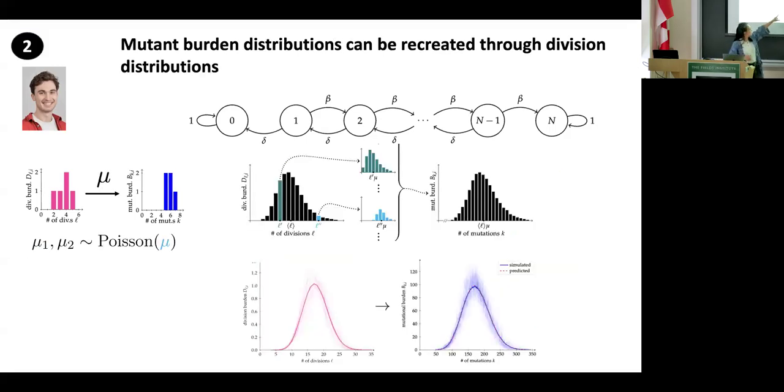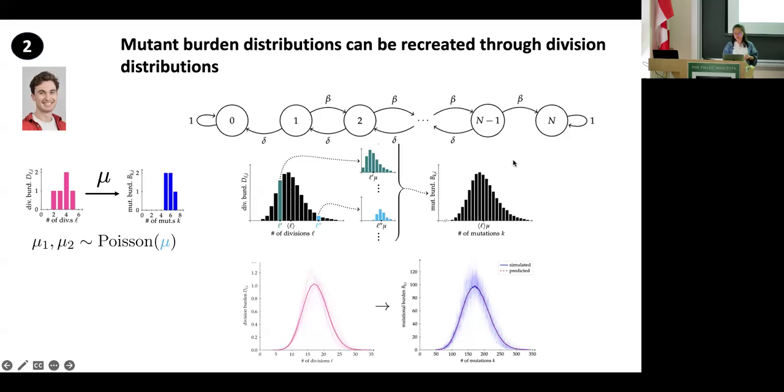The upper part here is a conceptual picture of how we do it. We do a stochastic simulation and generate the division distribution: how many cells experience how many divisions over time. In this division distribution, each bar, L', means that so many cells experienced L' divisions. We take this information and use the mean of the Poisson distribution with this L' to generate a new distribution. We do this for all the x-axis values in the division distribution, pool all these distributions together, and generate a virtual mutation burden distribution.